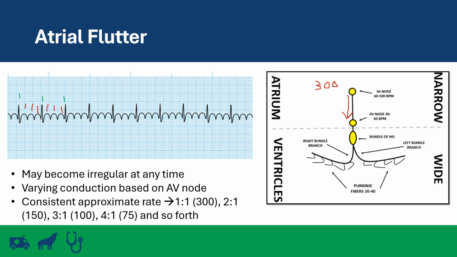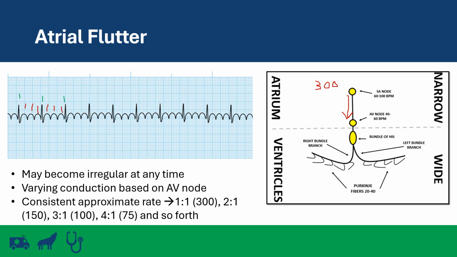Now, because there is consistently about 300 impulses per minute coming from the atria, we can approximately estimate the rates. For example, this 3-to-1 conduction that we see on our strip here, a lot of times 3-to-1 flutter is going to be at a rate of about 100. Okay, 4-to-1 flutter is going to be around 75. 1-to-1 flutter is going to be 300, because remember that the atrium is throwing about 300 impulses per minute. At 1-to-1 conduction, that means every one of those impulses is getting through the AV node down to the ventricles. This is going to be extremely fast.